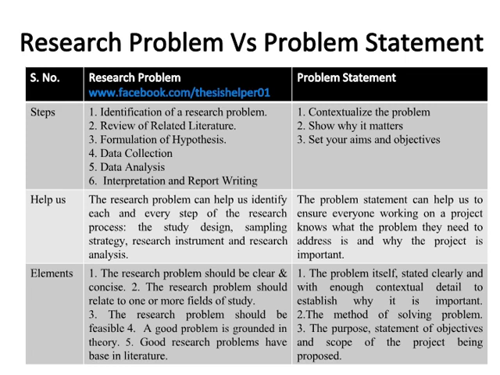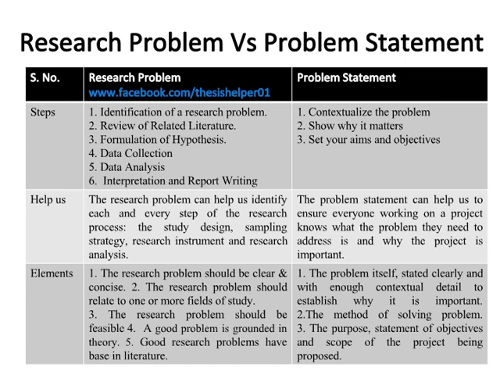The elements of research problems are five. Number 1 is the research problem should be clear and concise. Number 2 is the research problem should relate to one or more fields of study. Number 3 is the research problem should be feasible. Number 4 is a good problem is grounded in theory. Number 5 is good research problems have a base in literature.